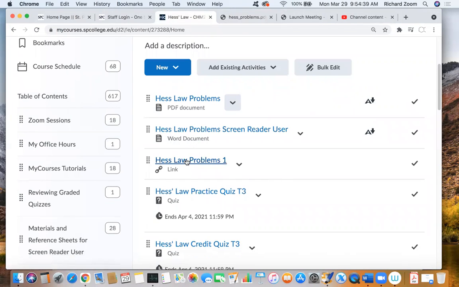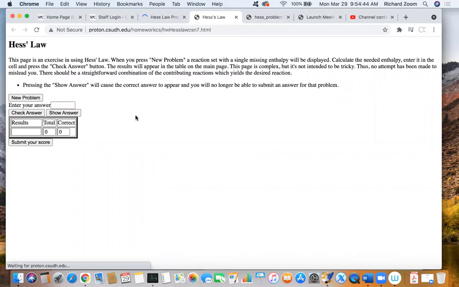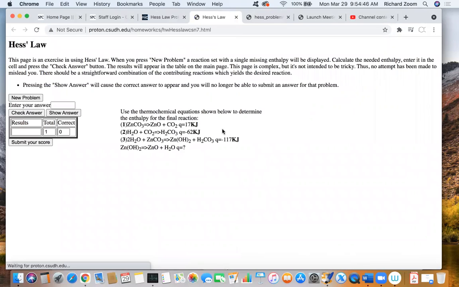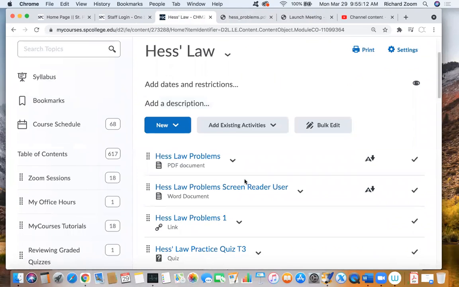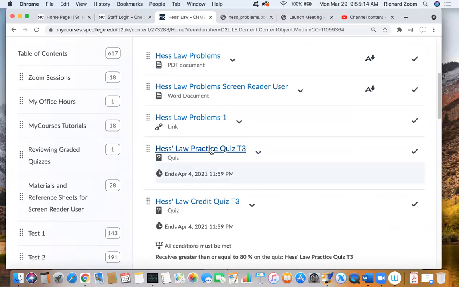There's also a website here where it'll bring up reactions, and you have to figure out the heat of reaction. So those are cool, right? And it'll give you new problems each time. That's good practice as well. This is in the Hess Law folder, by the way. And then we've got the Hess Law quiz as well.